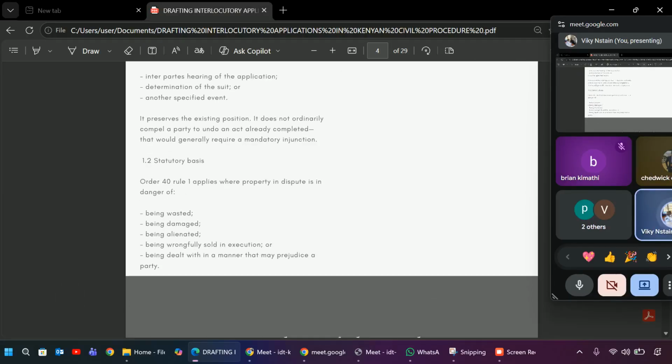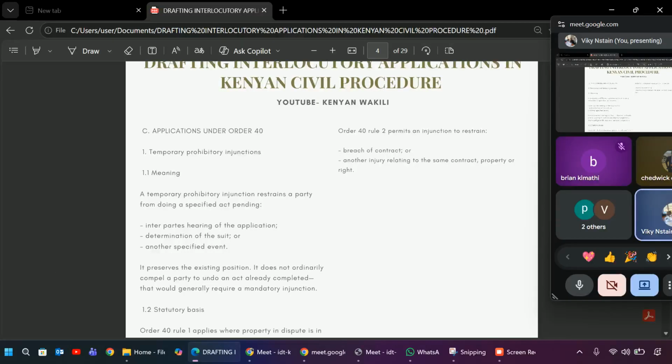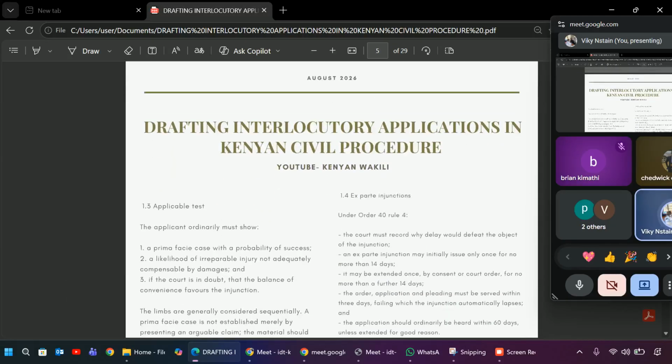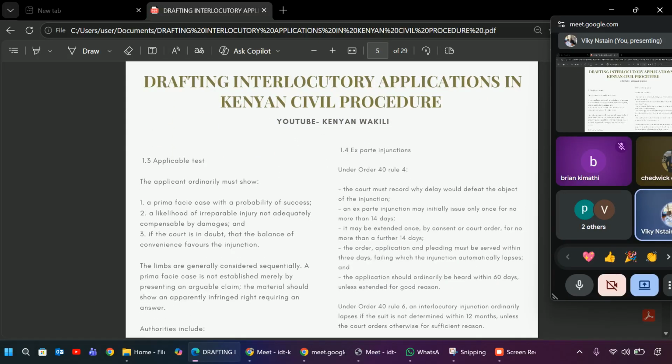So what is the statutory basis of this kind of an application? We are moving court under Order 40 Rule 1, which applies where property in dispute is in danger of either being wasted, being damaged, being alienated, being wrongfully sold in execution, or being dealt with in a manner that may prejudice a party. Order 40 Rule 2 permits an injunction to restrain breach of contract or another injury relating to the same contract, property, or a right. So those are the preliminary points that you should now start having a look at.